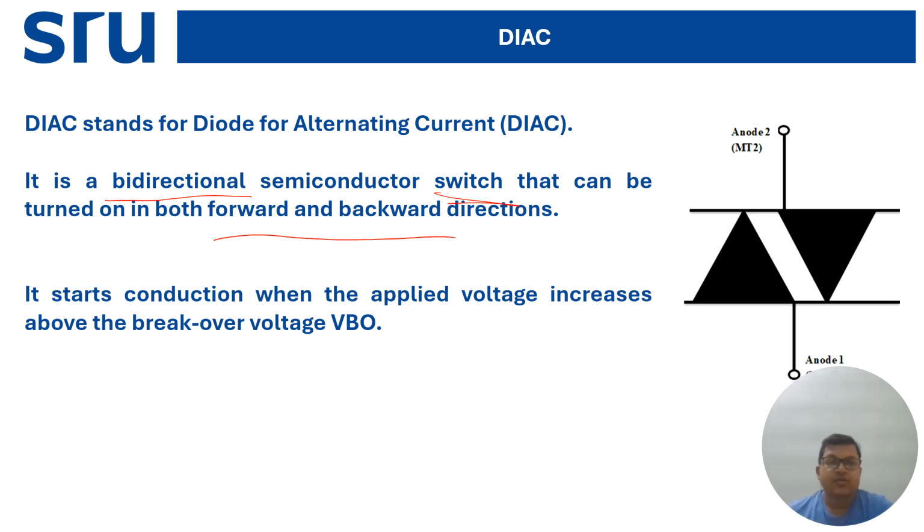It starts conduction when the applied voltage increases above the breakover voltage VBO. When the applied voltage goes beyond this VBO, the diode starts conduction. This is very similar to other relevant applications, this kind of devices.